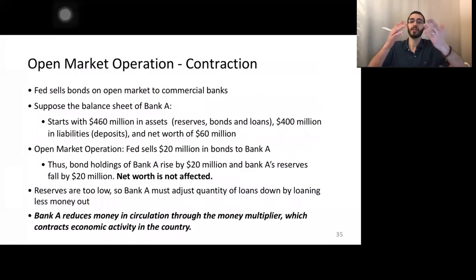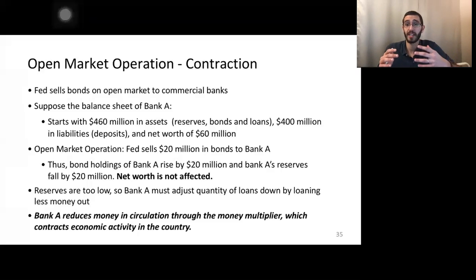Okay, so let's walk through the contractionary policy now, and then we can do the same thing we did. So the same idea, the same bank. We're going to see the situation in a second, but now instead of purchasing $20 million in bonds, they're actually going to sell $20 million in bonds to those commercial banks. Okay, so let's see what happens here. It's important to say that bank A is going to then reduce the money in circulation because of the money multiplier, which then contracts economic activity.